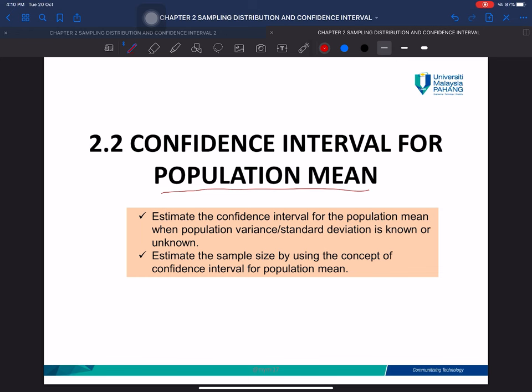The second objective is that you are given the estimation error and you are given the alpha, then what sample size should we use when we have this kind of information. The sample size here is a small n. The notation that we use is a small n.